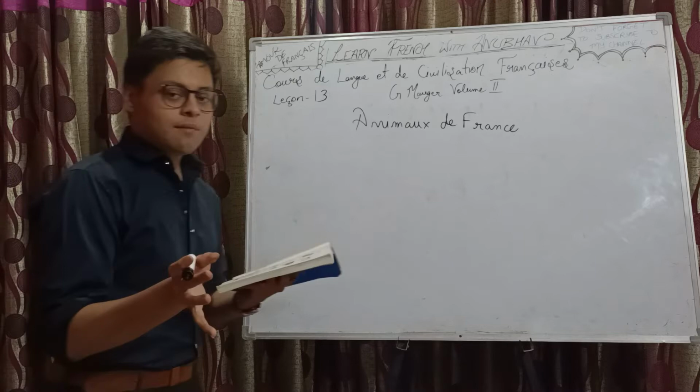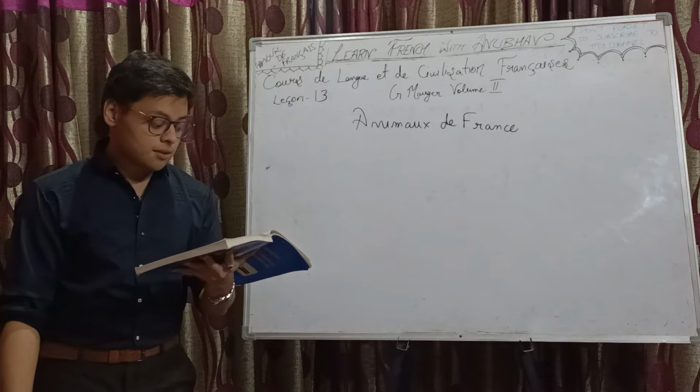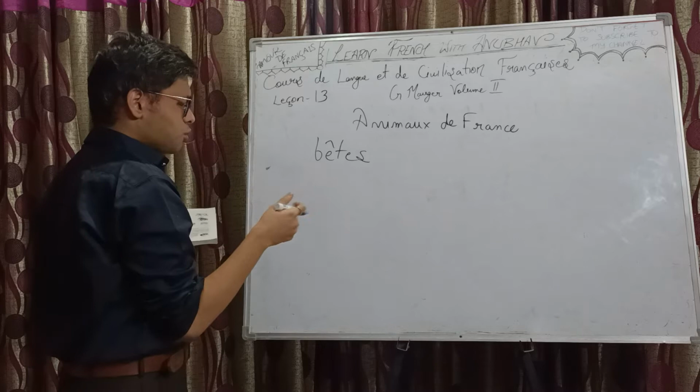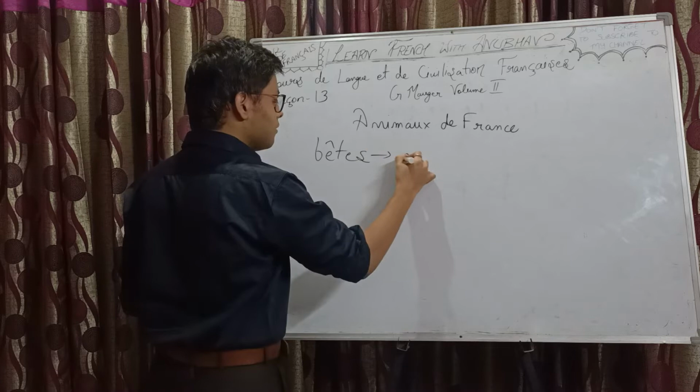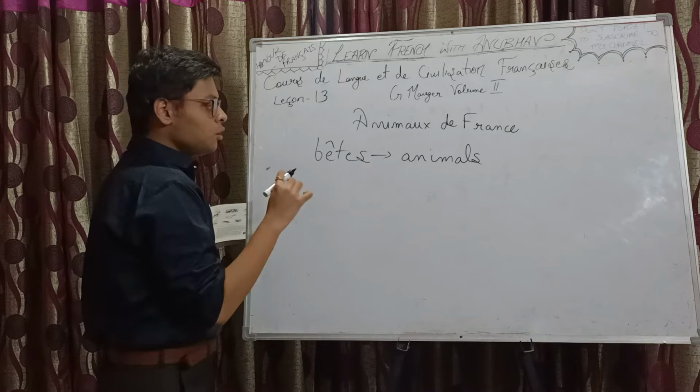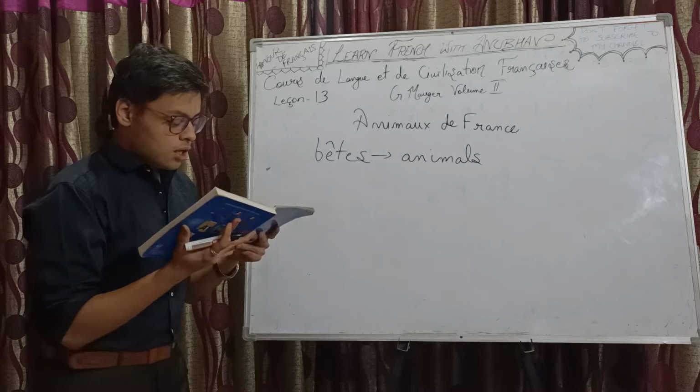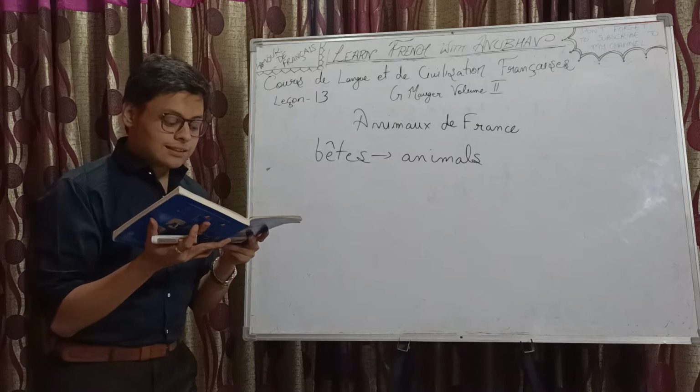Les écrivains nous ont souvent raconté des histoires de bêtes. Okay, so bête, in day-to-day conversation, could be used for a fool, but in this context, bête means animals. Another translation of bête is beast. So there are numerous translations of the same word in different contexts. Beast, animal, different translations are there. So the writers often narrate to us the stories of animals.